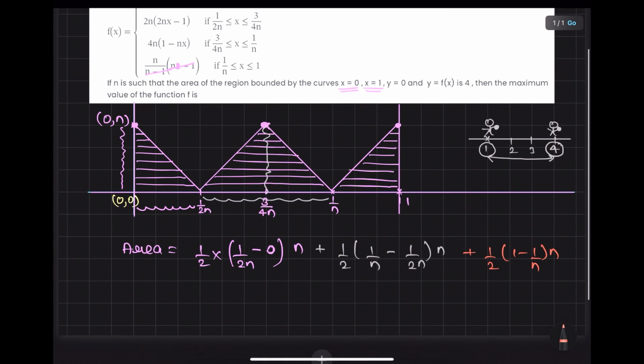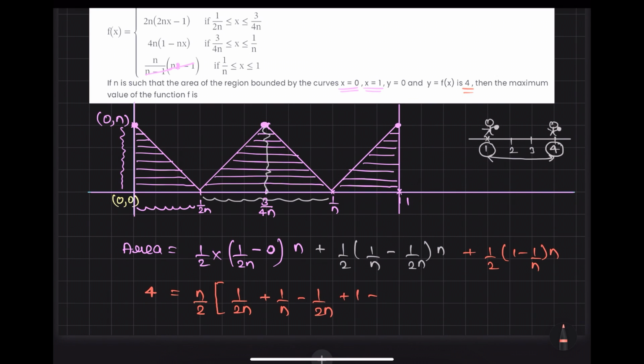Now let's simplify these things. So according to that, area is 4. Now let's simplify things. So we have 1 by 2n everywhere. So can I take n by 2 common? So we are left with 1 by 2n plus 1 by n minus 1 by 2n plus 1 minus 1 by n. You can play fruit ninja. This thing gone. This thing gone. So we are left with 1 only.